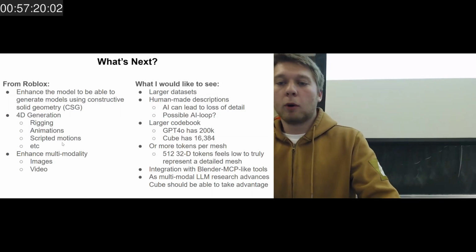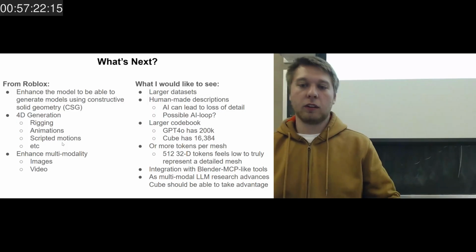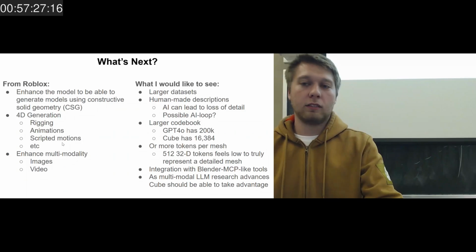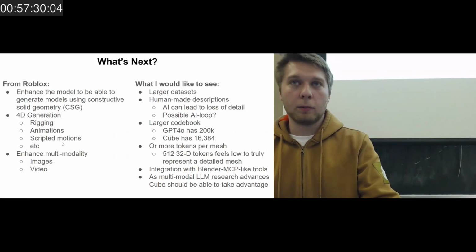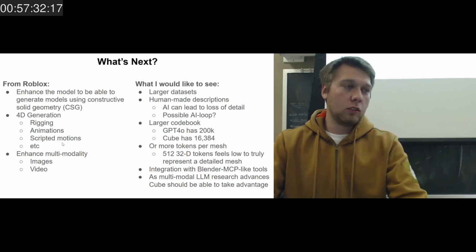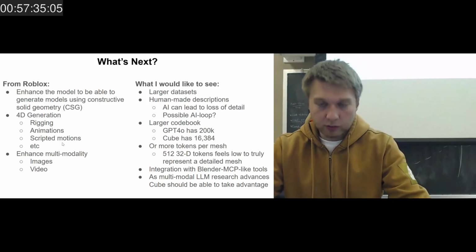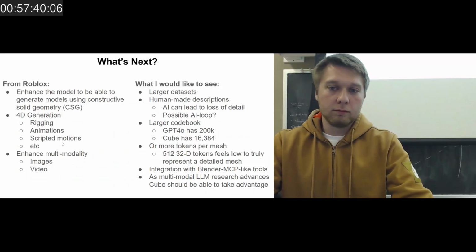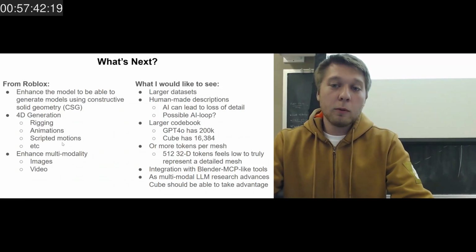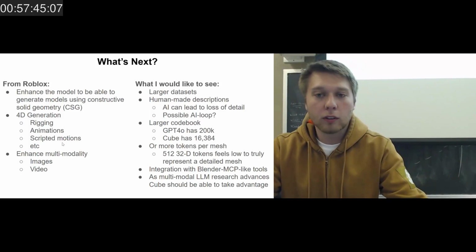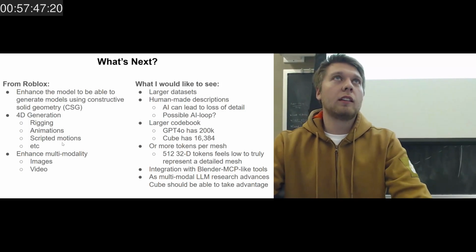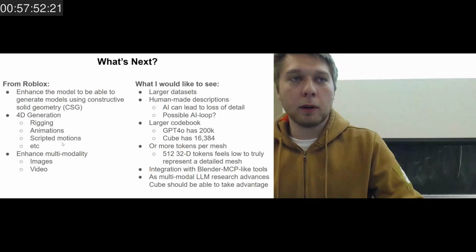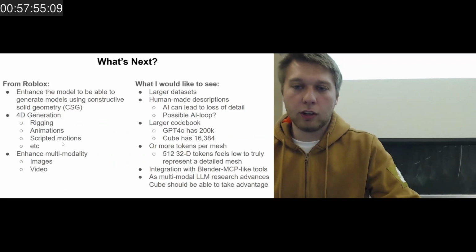Some things I'd like to see, most of it's just making the model bigger. I just feel like it's not enough. Larger data set, they only use 1.5 million objects. That's not nearly enough, as we see with LLMs eating up all the text on the internet to finally get to a point where they really have a good understanding of text and language. To get that for 3D, we're going to need a lot of data. Human-made descriptions, it works, but just using AI to create training data for AI, which can give itself a little feedback loop if it is a widespread thing, just scares me a little bit.